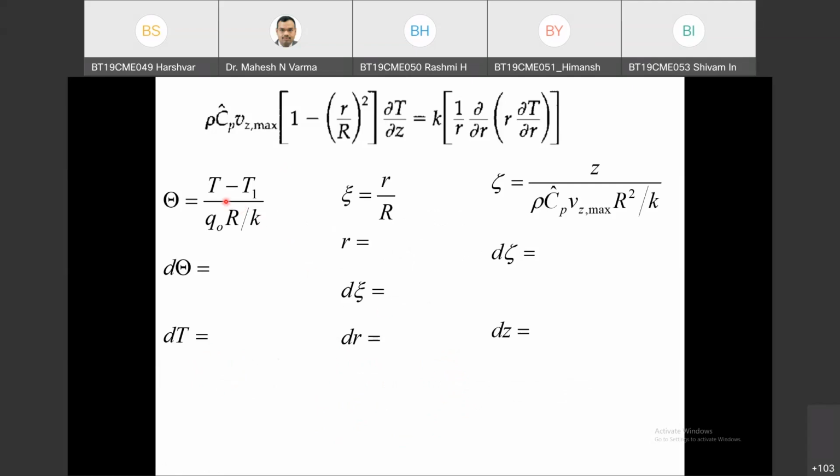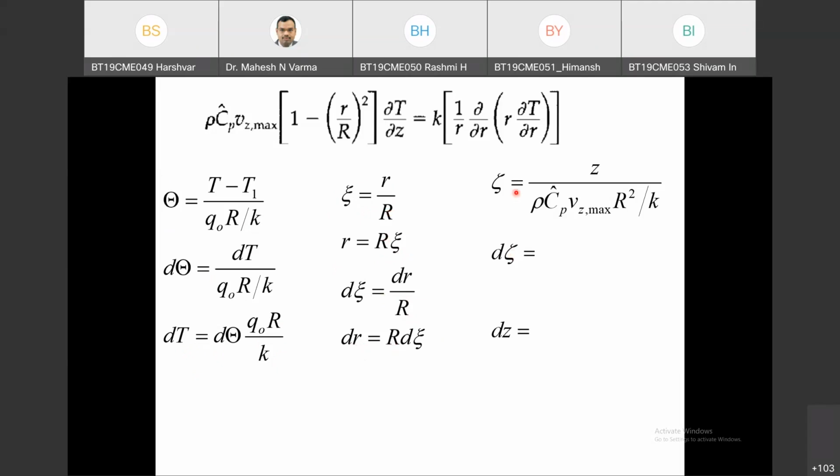If theta equals (T minus T1) divided by Q0R divided by K, what will d theta be equal to? T1 is constant, hence dT will be equal to d theta multiplied by Q0R divided by K. Epsilon equals r by R, hence r equals R into epsilon, and dr equals R into d epsilon.